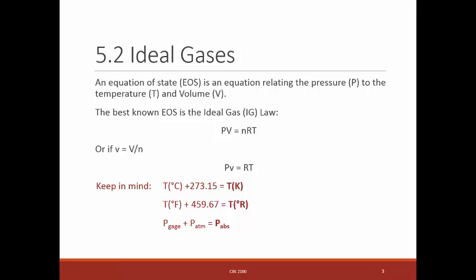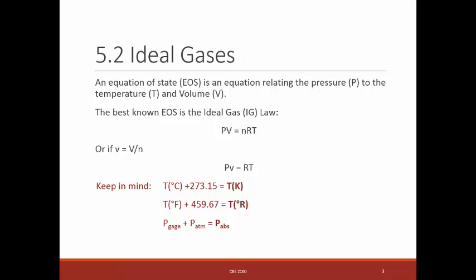So PV equals nRT is the most common way that we've seen it, but a lot of times we want to have things on a per mole basis, so volume per mole. We also call that molar volume or specific volume. And if I take this and divide this expression by n, I end up with P little v equals RT, where little v is that specific volume or molar volume, and it's just simply the total volume divided by the number of moles.